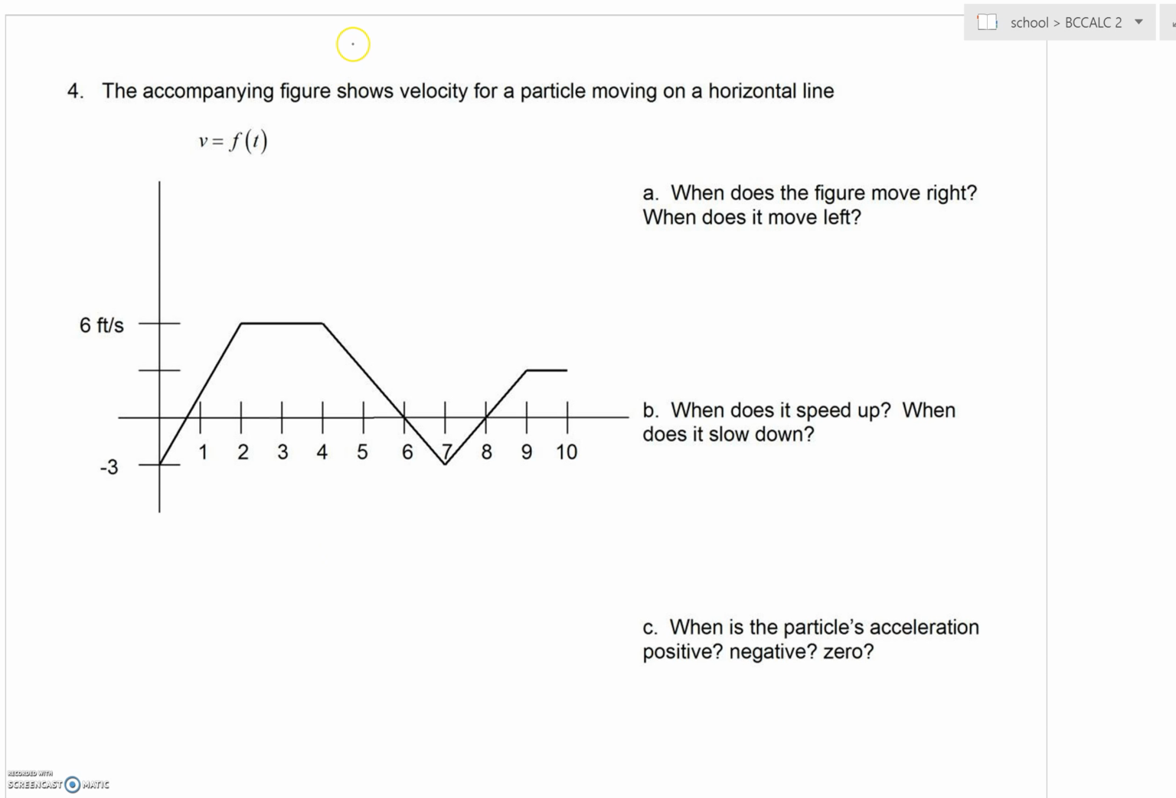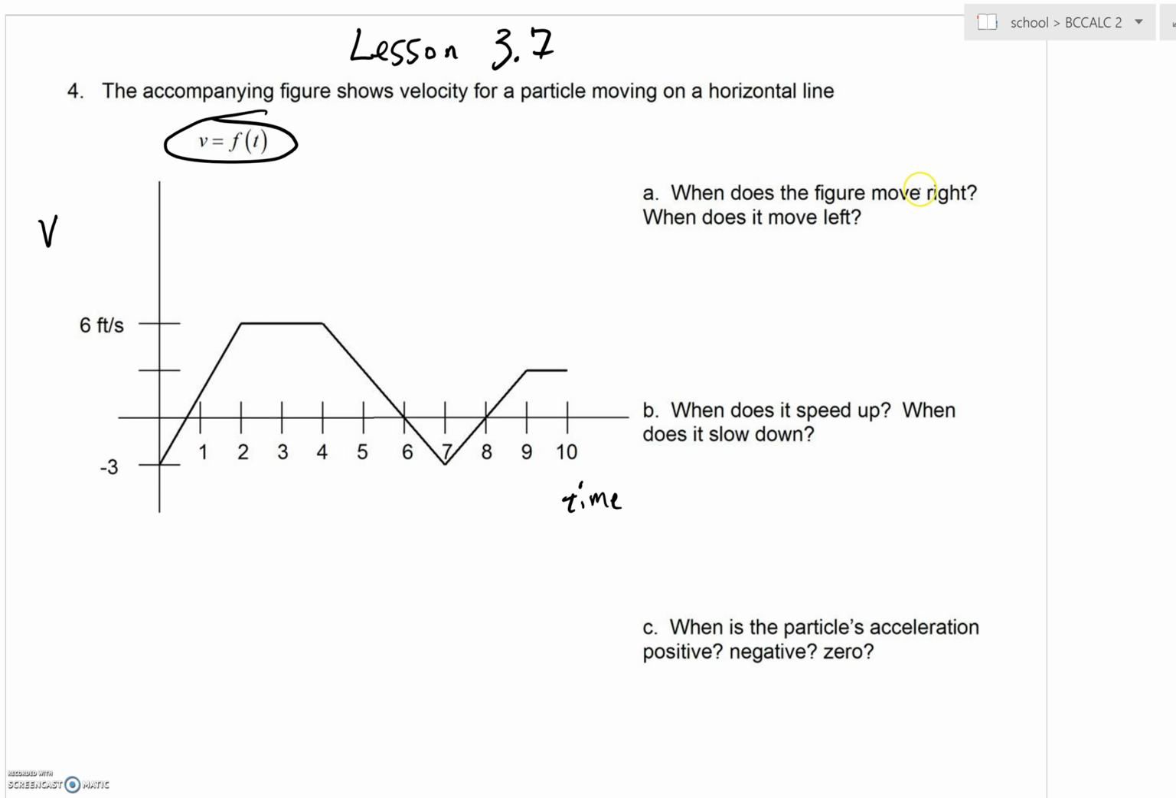Okay, we're in Calc BC, coming back to lesson 3.7, finishing with example 4. You can see this is really a very similar problem to example number 3, except this graph is no longer position versus time, it's actually velocity versus time. And as we work this out, we can see this picture. We don't have an equation, nor do we need an equation. The picture is definitely enough.